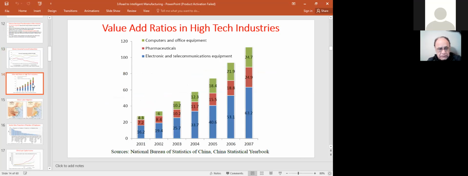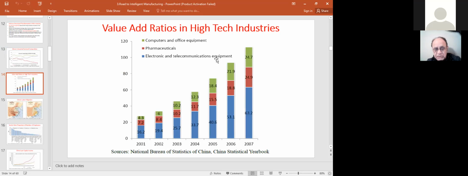Now, this is a bar chart, really, and it goes from 2001 to 2007. These bars you see show the various sectoral progress. The first sector is green, computers and office equipment. The second sector is pharmaceutical, and the third sector is electronic and telecommunication equipment.